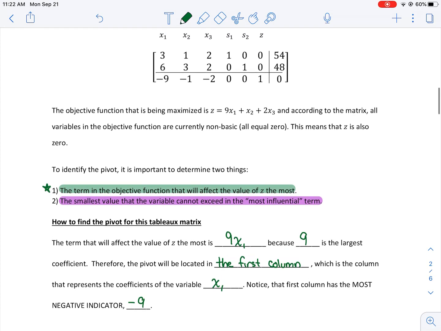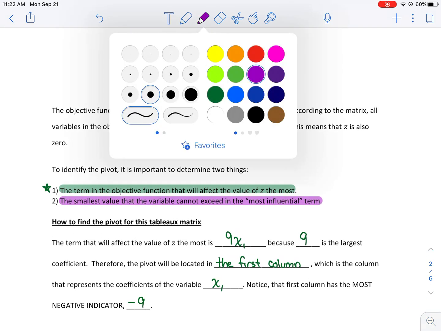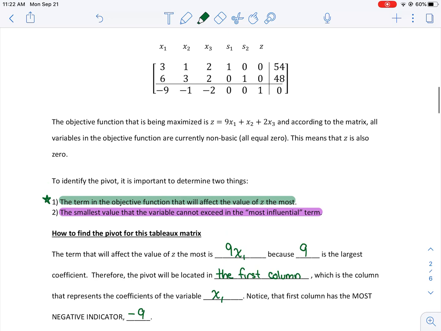Okay, so let's take a look at the first column of this matrix. Here are all the coefficients of x sub 1, and negative 9 is the most negative indicator, so the pivot will be located in the first column.